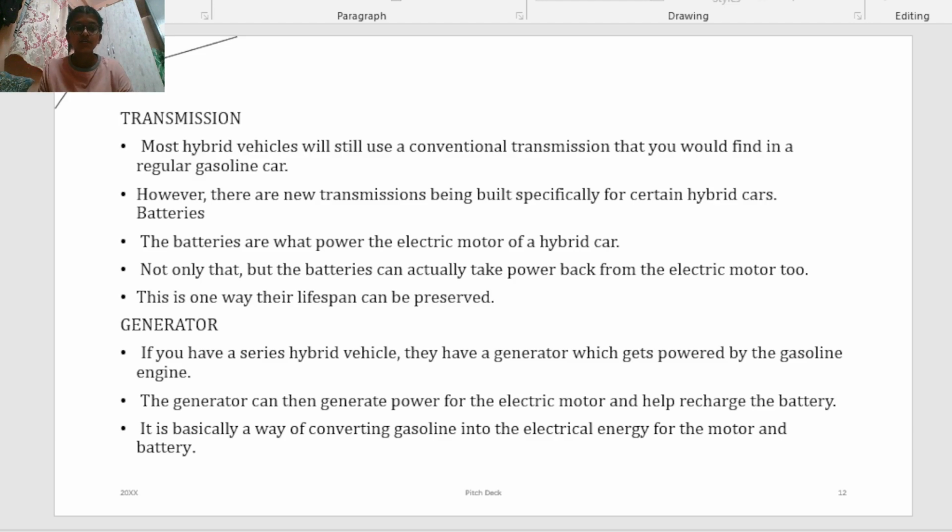Next, we have generator. If you have a series hybrid vehicle, they have a generator which gets powered by the gasoline engine. The generator can then generate power for the electric motor and help recharge the battery. It is basically a way of converting gasoline into electrical energy for the motor and the battery.